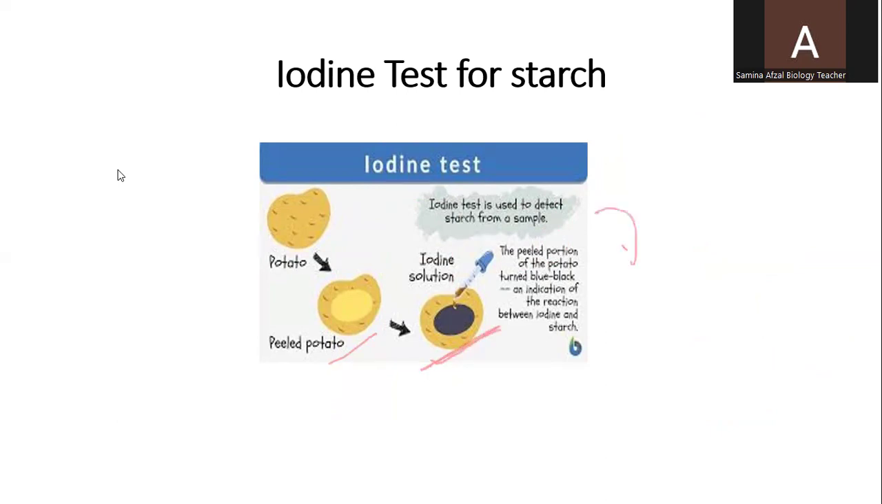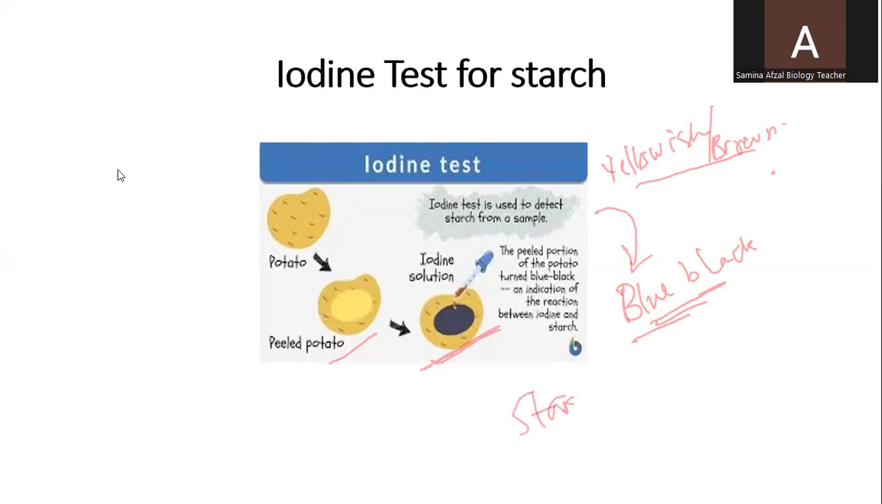If its color changes from yellowish brown, which is the color of iodine, or you can simply say brown, to blue black, it shows the presence of starch in the potato. If the color is not changed to blue black and remains the same, it means starch is absent.